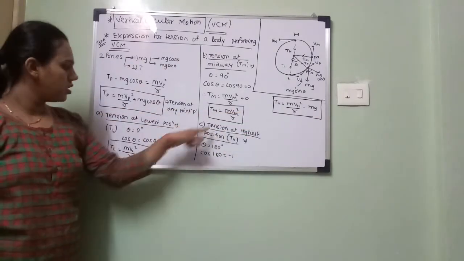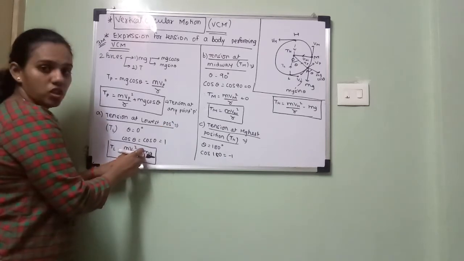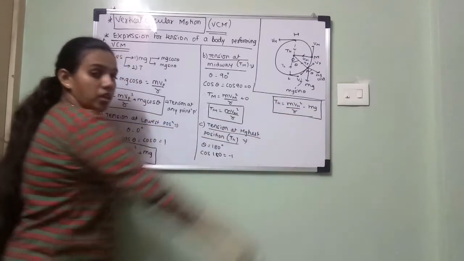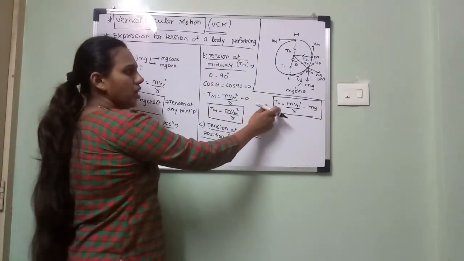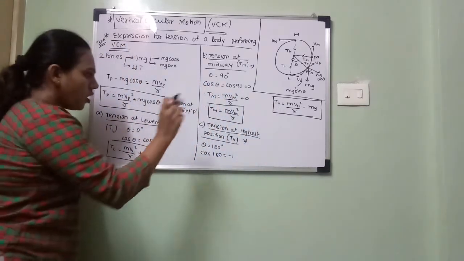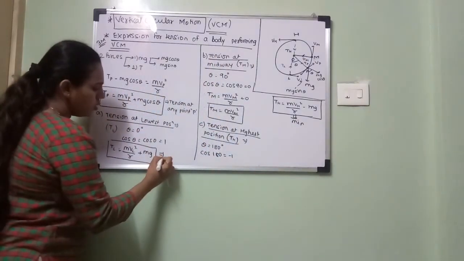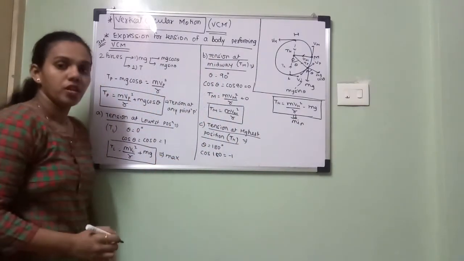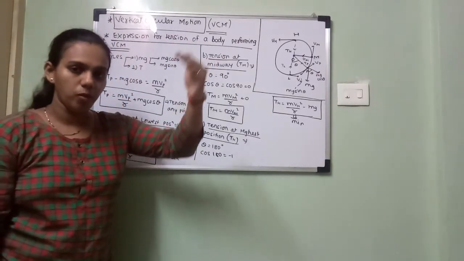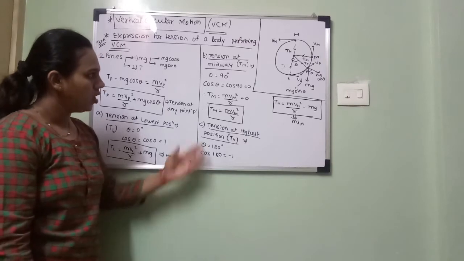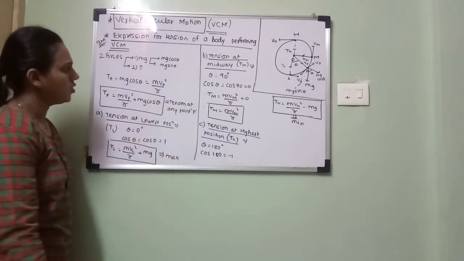So compare these three. See, TL is mvl square upon r plus mg. TH is mvh square upon r minus mg. So when you compare these, you can say that the tension at the highest position is low, or minimum, and the tension at the lowest position is maximum, because gravity supports the motion of the body when it is coming from the highest position to the lowest position. Okay, so this is the expression for tension. It will come for 3 marks.